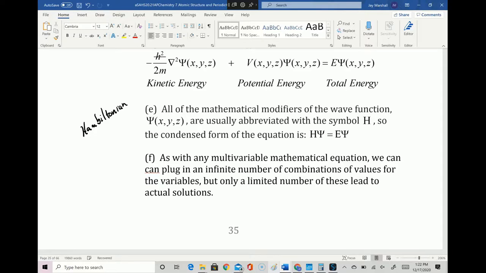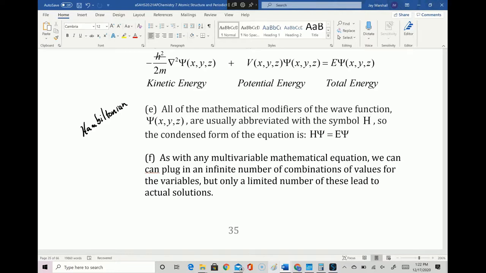Okay? And you'll learn about that if you take advanced topics in math. This is the Hamiltonian operator. And so what we say is all of this modifying the wave function equals the total energy of the wave function.